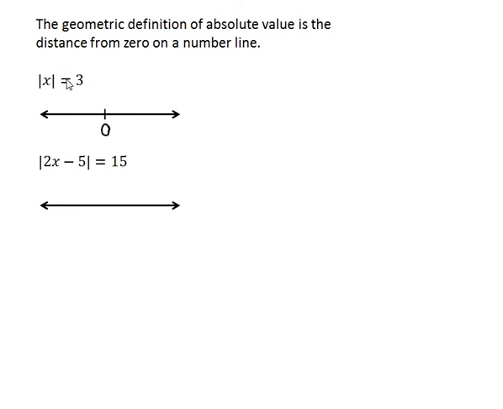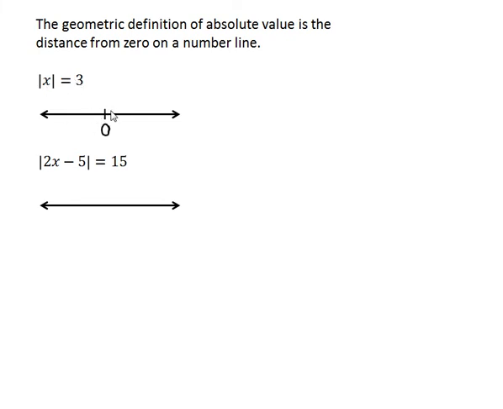In order to solve absolute value equations, we're going to make use of the geometric definition of absolute value, which I have written here, and it says that the absolute value of a number is the distance that that number is from 0 on a number line. So I'm going to start with a very simple example, the absolute value of x equals 3. Well, based on the definition, the absolute value means the distance that something is from 0, and right now it's saying that the distance that x is from 0 on a number line is 3.